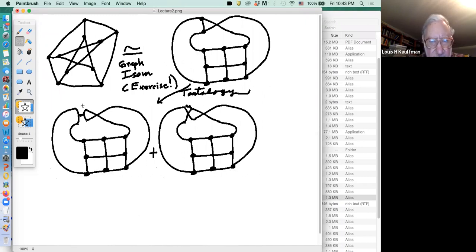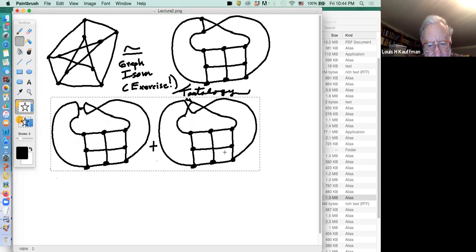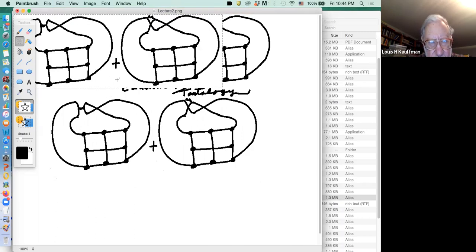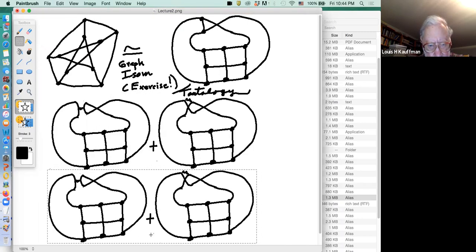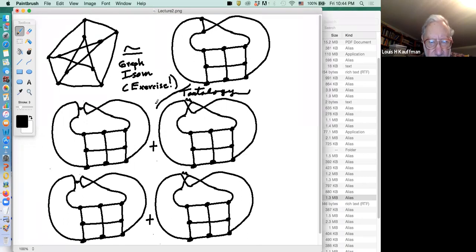Let's not do that. Sorry, I'm just trying to get a little more room here. Give you time to think. Okay. So by tautology, we go here. And now I want to simplify this, that's all.